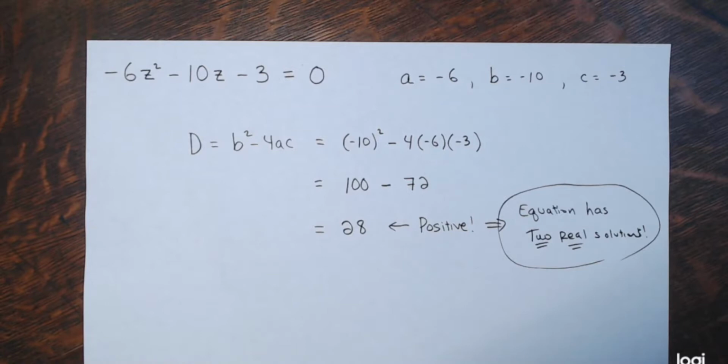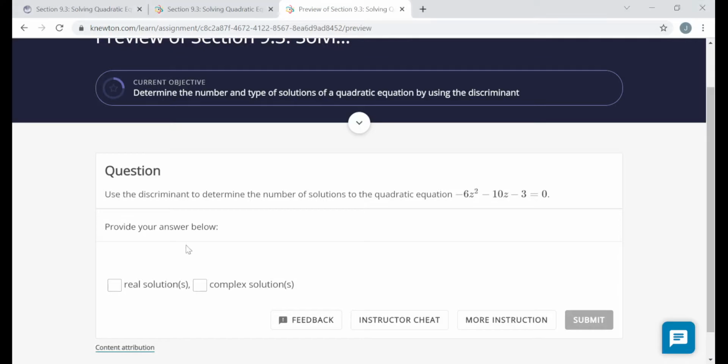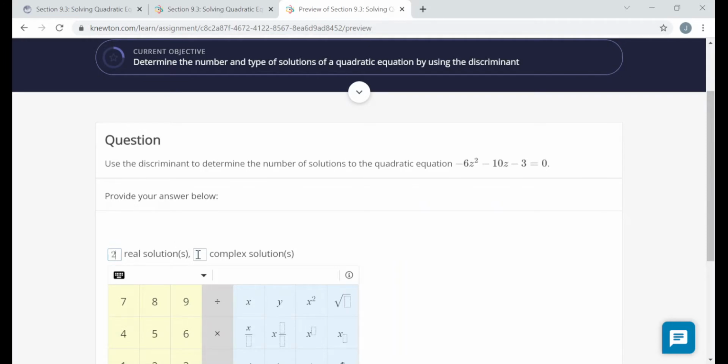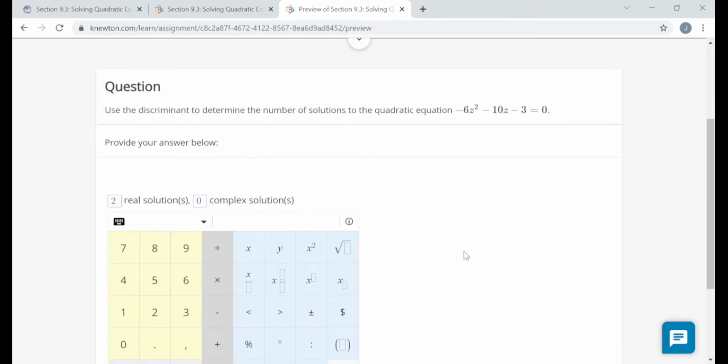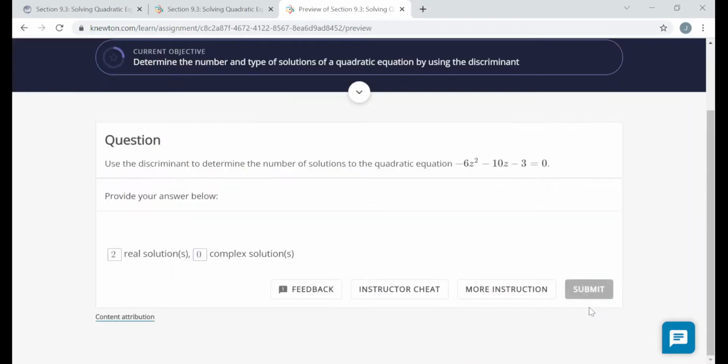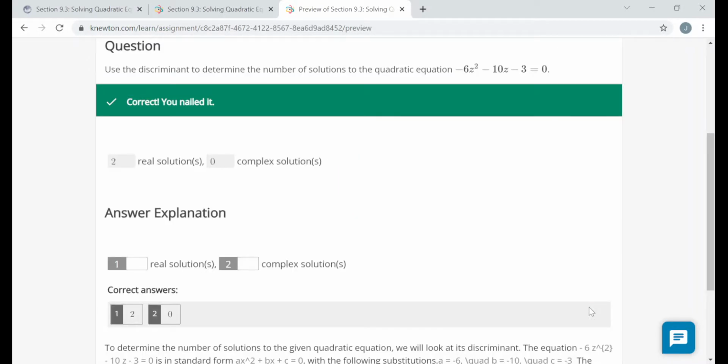Now, technically, two real solutions are also two complex solutions, but again, their use of the word complex here means that it has an imaginary number in it. So we have two real solutions and 0 of these complex solutions with an imaginary part. At least I think that's how they're doing it. Okay, good.